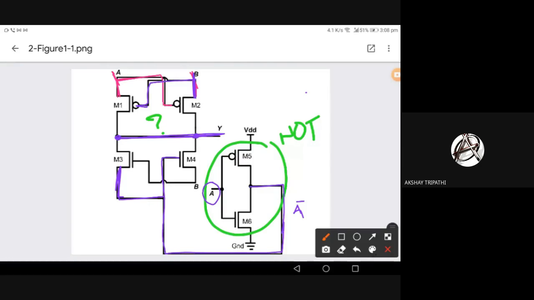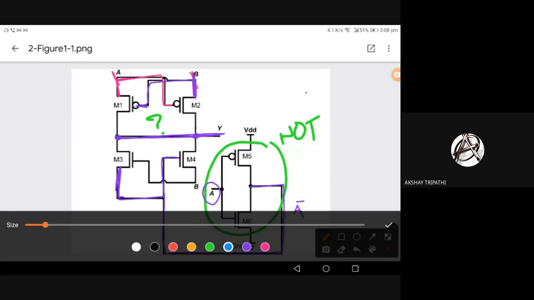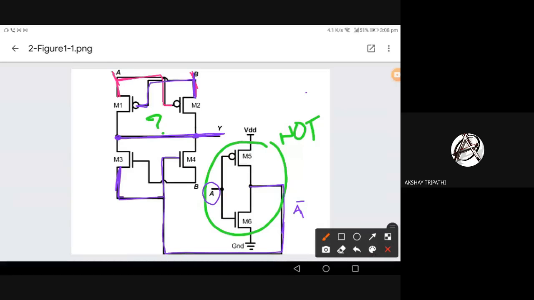Okay, let's take different values. For example, let's take A and B different values, and let's see what is the output of Y. So any other answers?